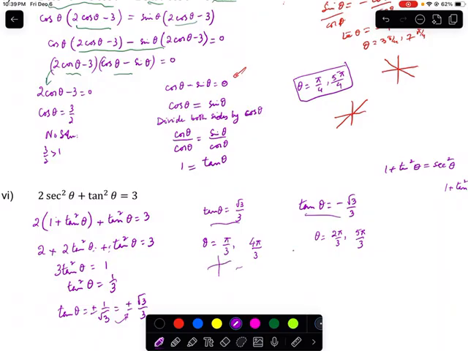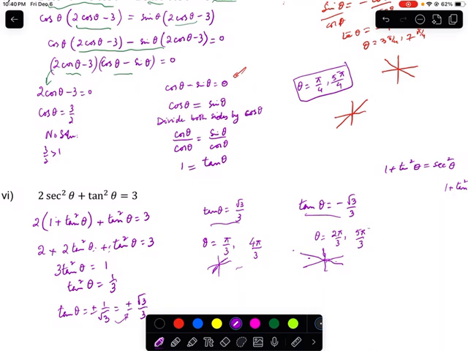Again, remember, it will be positive here and positive here. So in the third quadrant, it will be 4 pi over 3. First quadrant, pi over 3. In this case, it will be in the second quadrant and in the fourth quadrant. In the second, it will be 2 pi over 3. In the fourth, it will be 5 pi over 3.